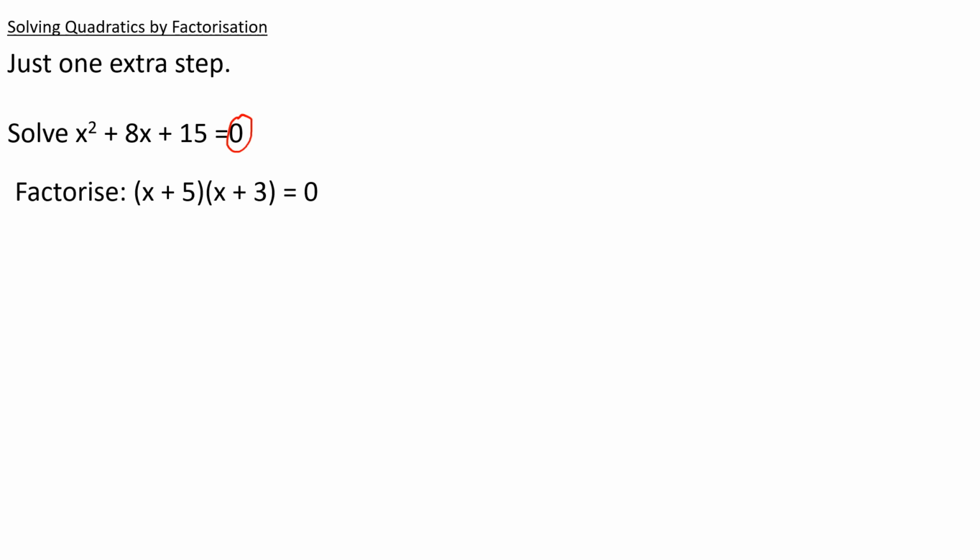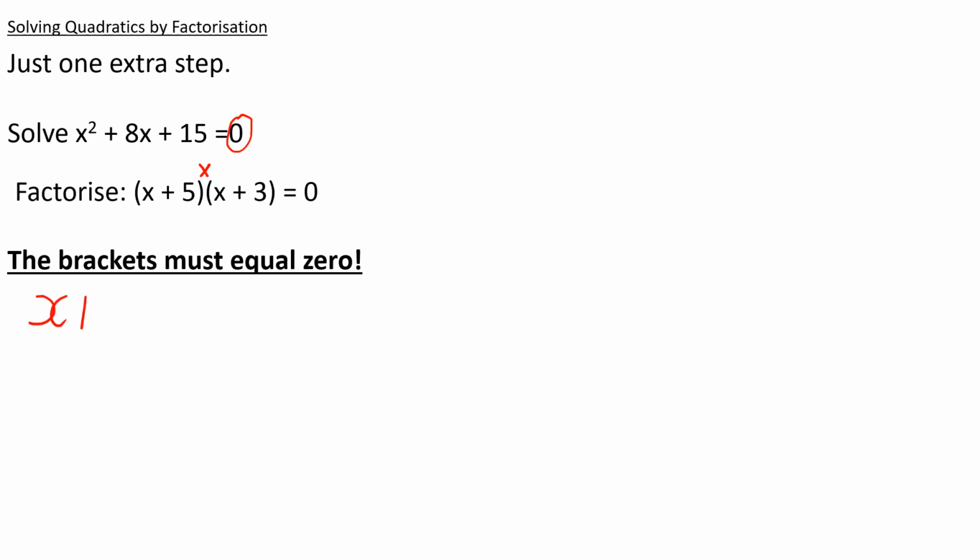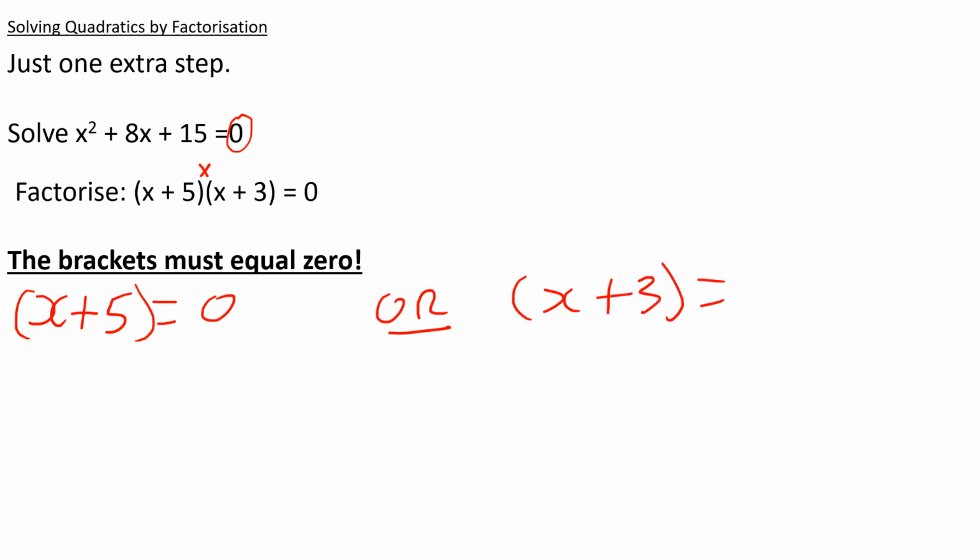Now, remember, in between the brackets is a multiply. So I really have x plus 5 multiplied by x plus 3 equals 0. Now, if I have two things multiplied together to give 0, at least one of them must be 0. So I assume that each of the brackets is 0. So either x plus 5 equals 0, or x plus 3 equals 0.